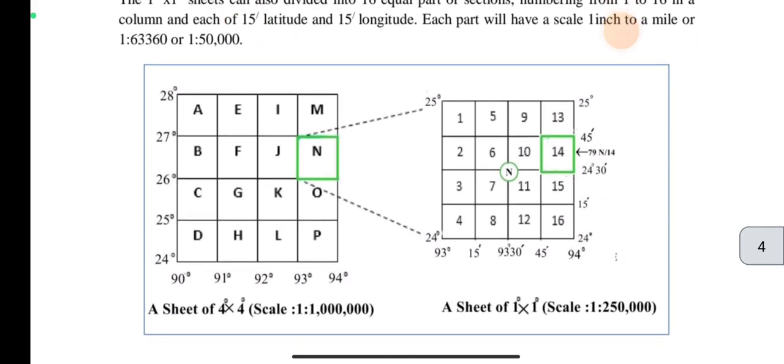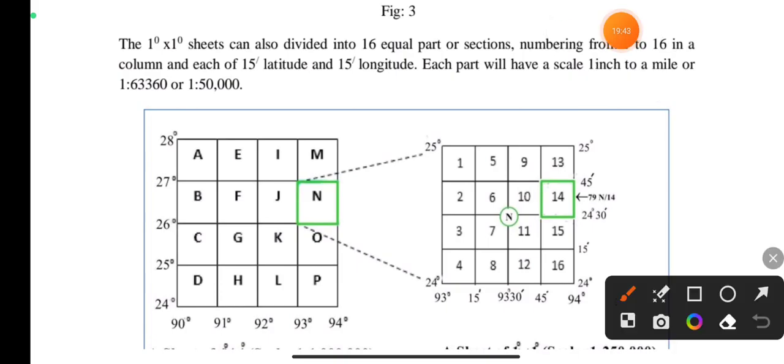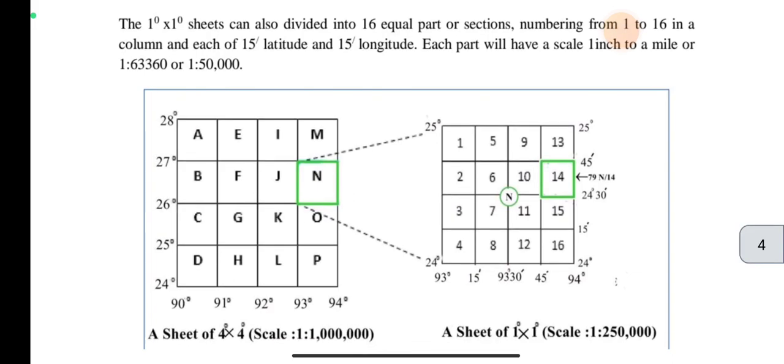Okay, now see, here it is inch to mile. This is the conversion rate. So you have to divide the inch by 63360 to get the mile from inch to mile. So each part will have a scale of 1 inch to mile or 1 inch to 63360, right? That means 1 inch equals 63360 inch, or 1 inch equals 1 mile, or 1 is to 50,000.